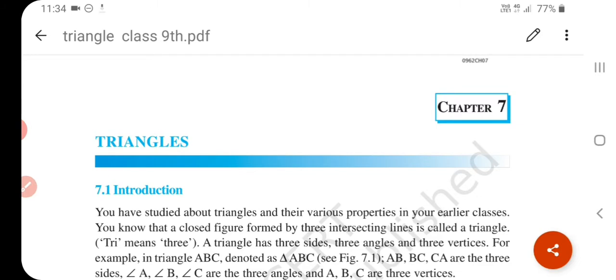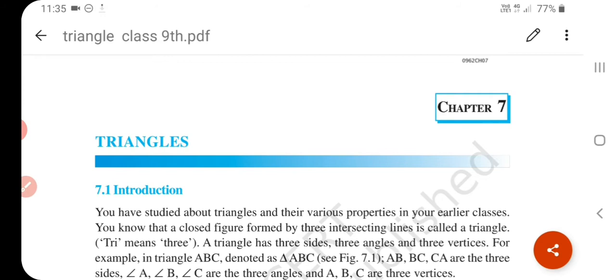Now it's revision time. In this chapter we learn about triangle, what is triangle and what is congruency rule of triangle and so on. So let's revise what is triangle.